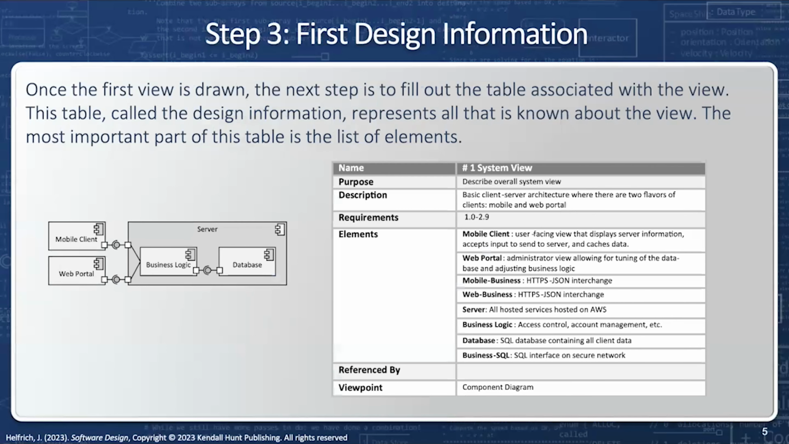So here's an example of a typical table. Now, your organization may have more or less. First of all, we want to name the view and describe its purpose and give a 1 or 2 sentence description. Next, it's a really good idea to list all the requirements or user stories that relate to this particular view.